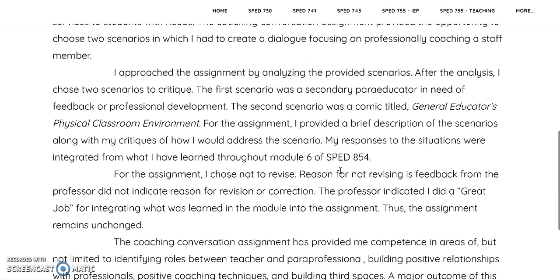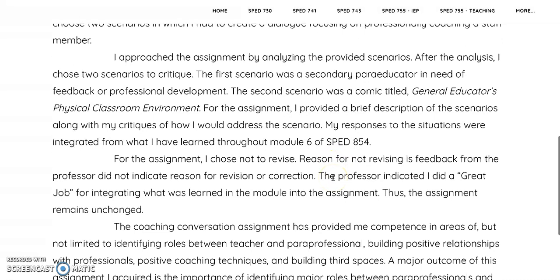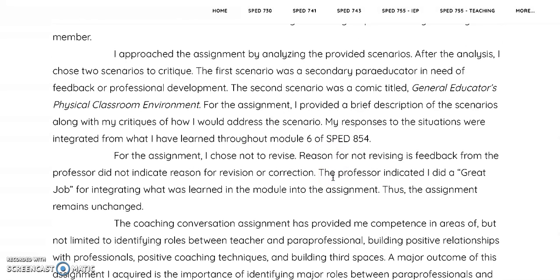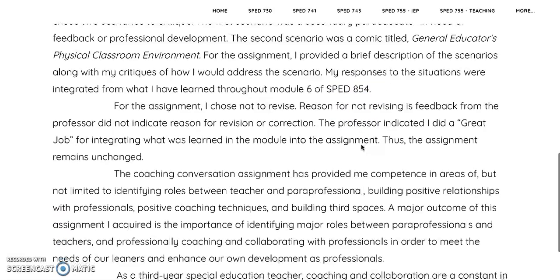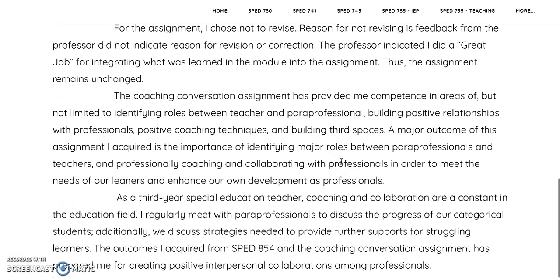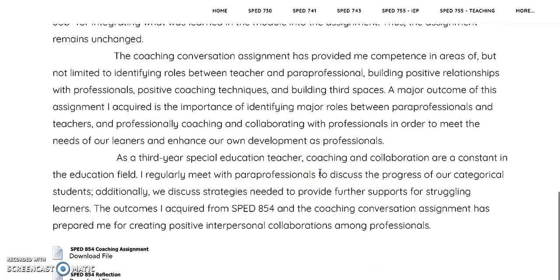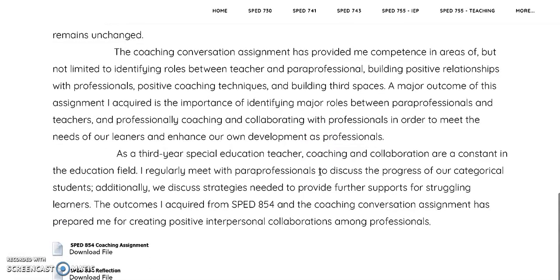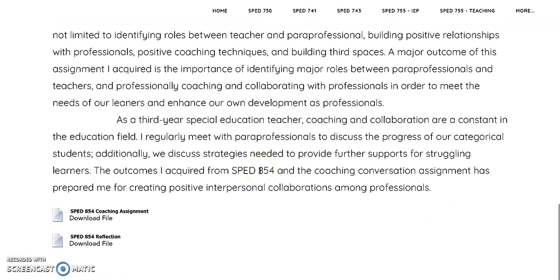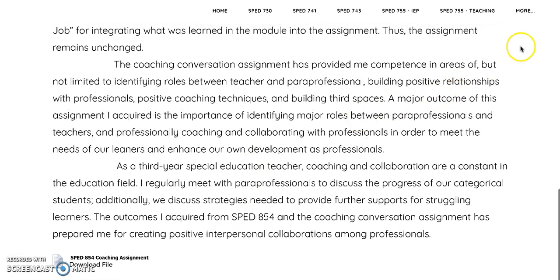With this assignment, just to briefly describe it, we were provided two scenarios and we had to create a coaching conversation on how we would approach that scenario as a professional. This particular artifact did not need revision. The feedback provided by my professor did not indicate any need for revision. For this assignment, I did write in a subjective manner. My reflection was based on my own feelings and opinions of what I've learned throughout this course. Any feelings I may have had were incorporated within my reflection.